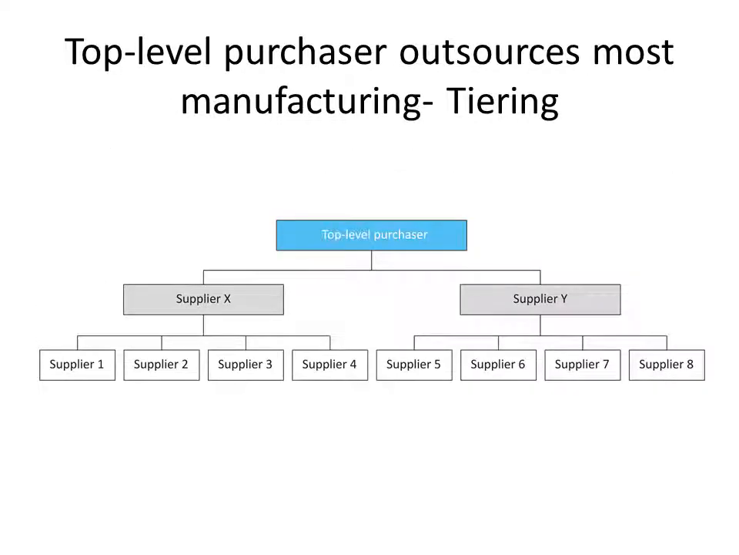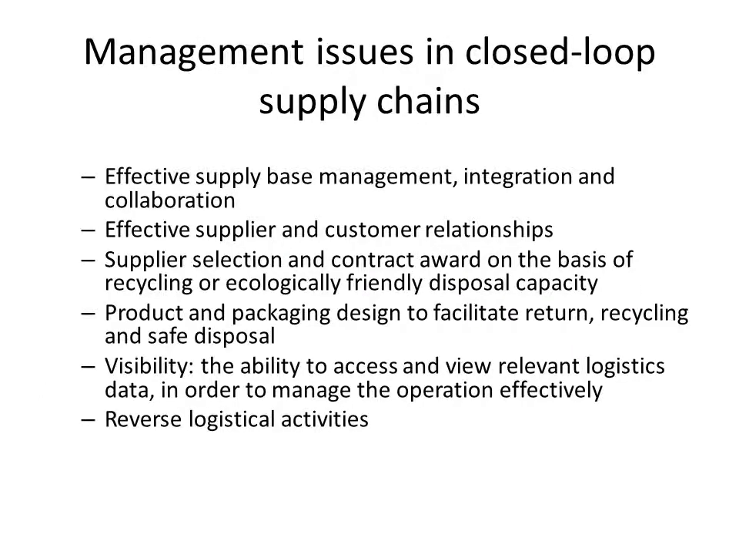So this would be your tier 1, your supplier X, and tier 2s would be suppliers 1, 2, 3, 4. So it's easy to coordinate. So that's one way of structuring your network or your supply chain.